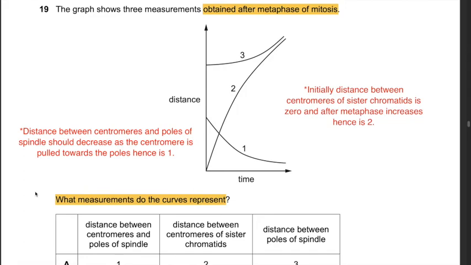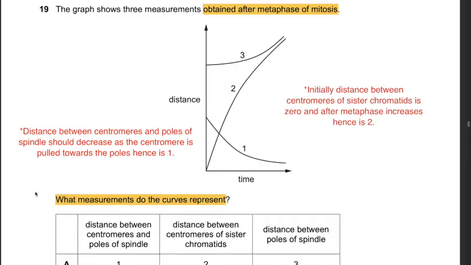Question 19. The graph shows 3 measurements obtained after metaphase of mitosis. What measurements do the curves represent? Keyword over here is after metaphase. After metaphase, the process is anaphase, where the centromeres split and the centromeres are dragged towards the opposite ends of the cell, or the opposite poles of the cell.